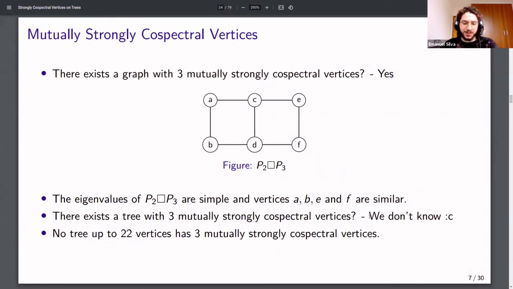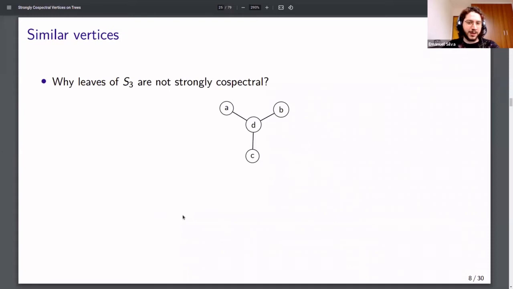we have two options here. Either we prove that this structure cannot occur in a tree, or we try to find this triple of vertices. And the last option is what I try to do during this talk. So, okay, before trying to construct this type of tree, let's think about why the star on three vertices is not strongly cospectral. So why A, B, and C of S3 are not strongly cospectral.